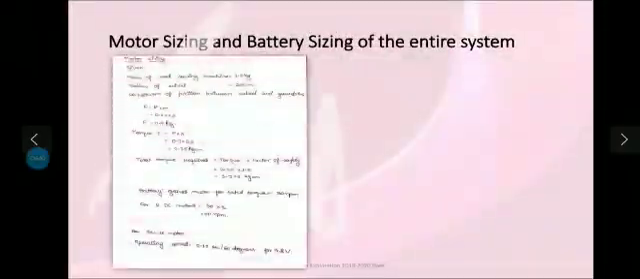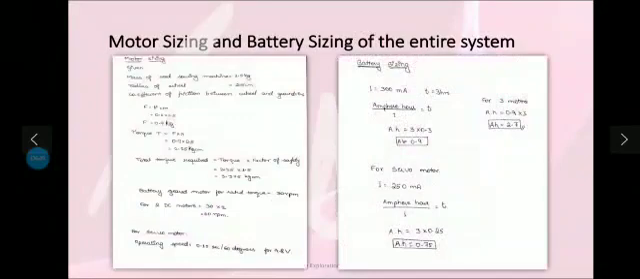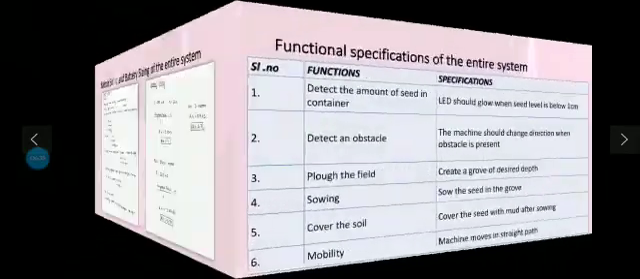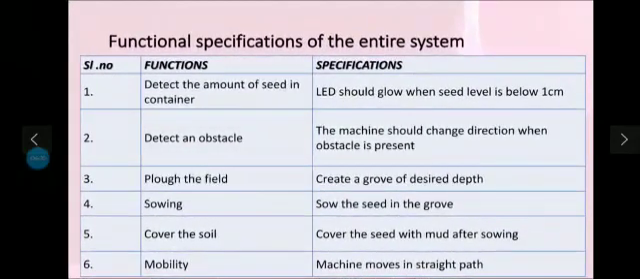Motor sizing and battery sizing. After completing motor sizing, we got to know that we require two DC motors of 30 rpm and a servo motor whose operating speed is 0.15 seconds per 60 degrees at 4.8 volts. And in battery sizing, the three motors require 2.7 ampere hours. Functional specifications. These are some functions along with the specifications of our project.